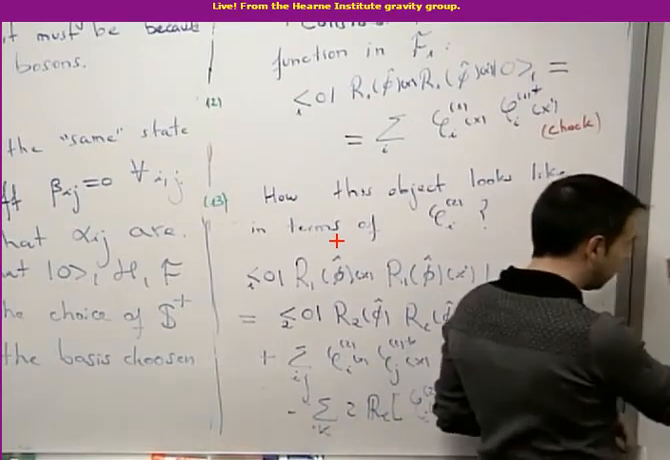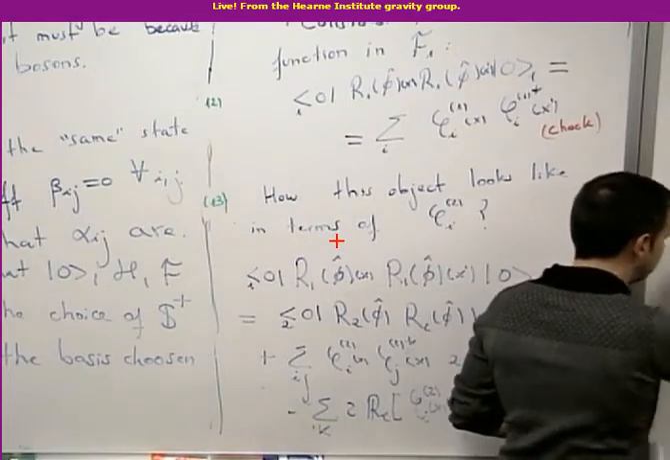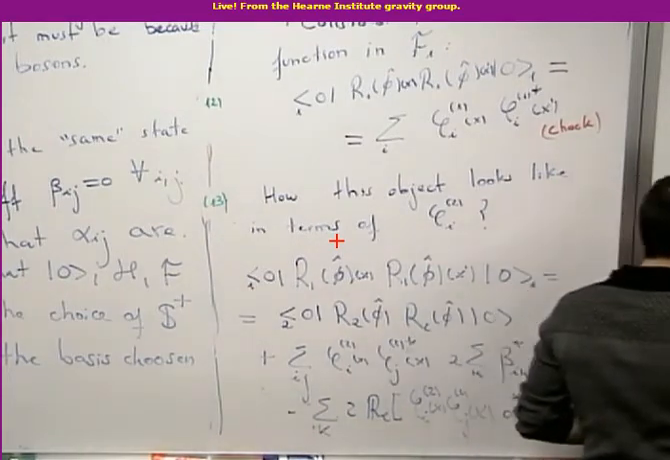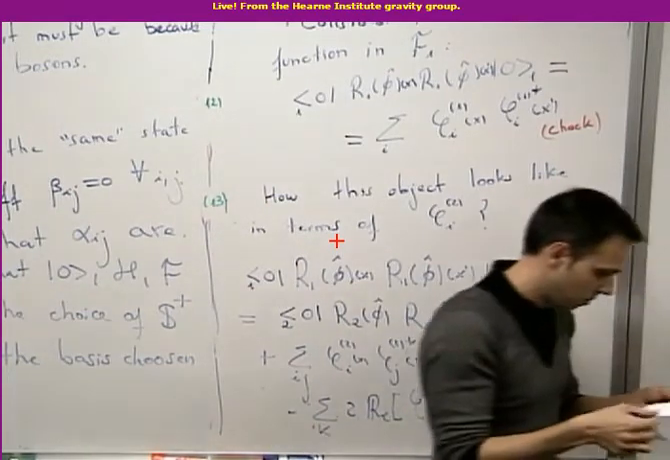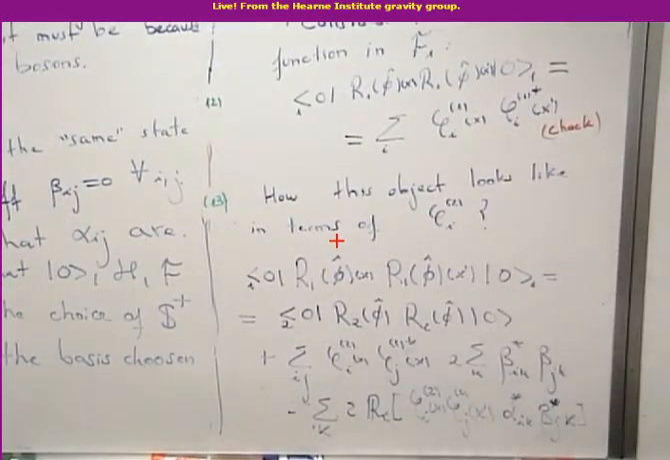So the alphas are diagonal because the exponentials are orthogonal to each other. Questions about this? This is what I wanted to say about Bogoliubov transformations.